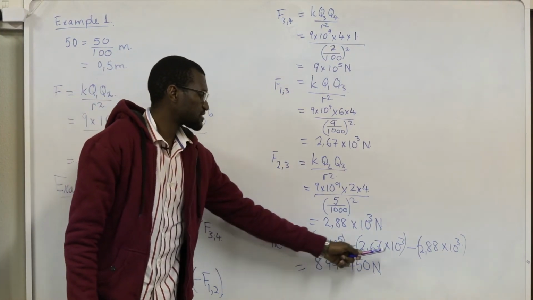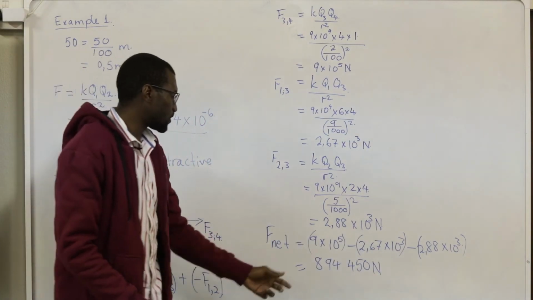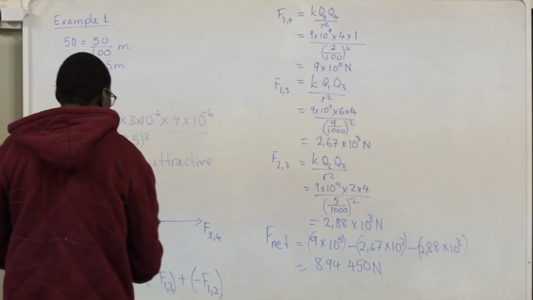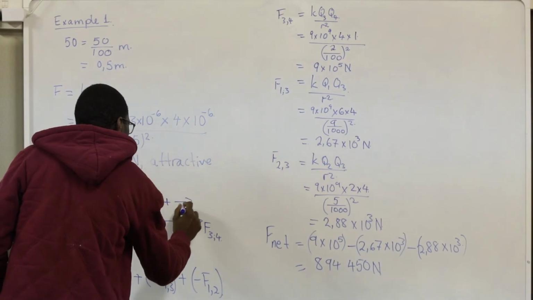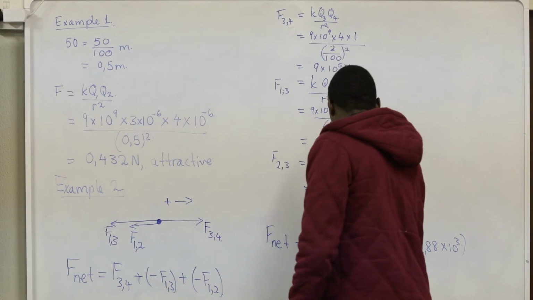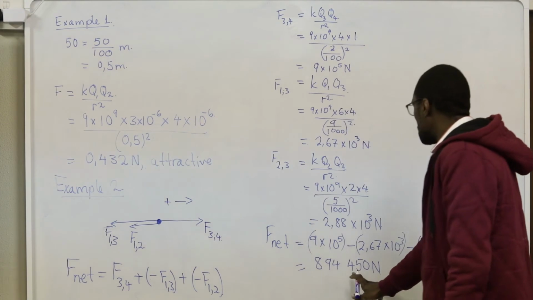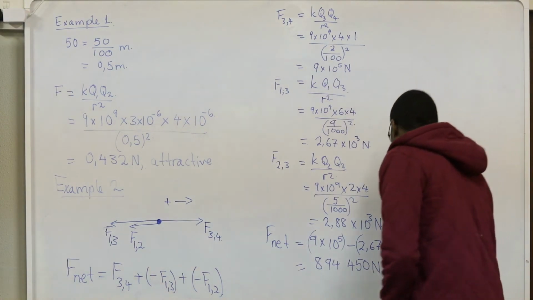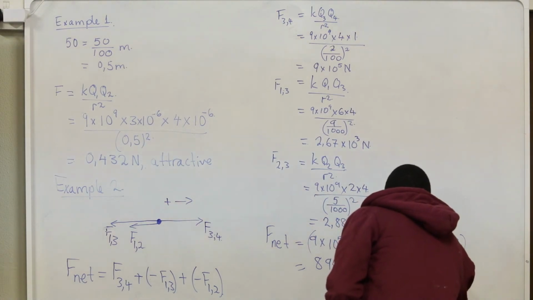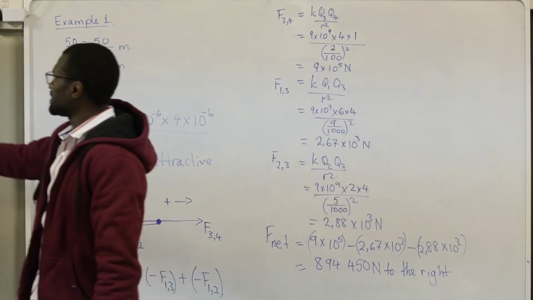Now that the vector sum is positive, what do you think will be the direction of the net force? Positive direction. We had chosen the positive direction to be the right direction. So our net force is 894,450 newtons to the right. Okay, so that's done for collinear forces.